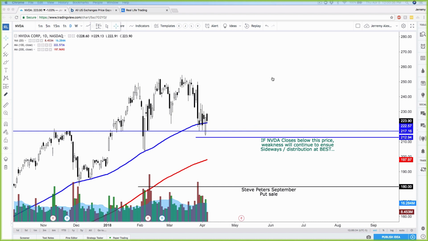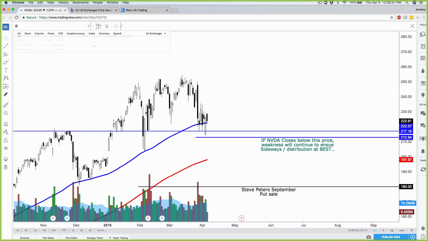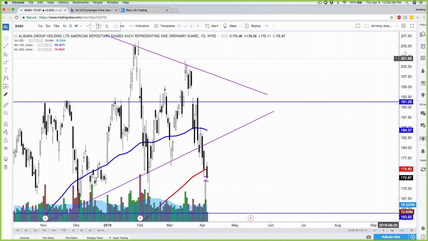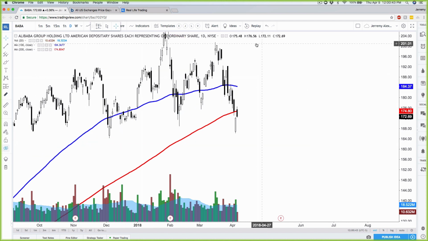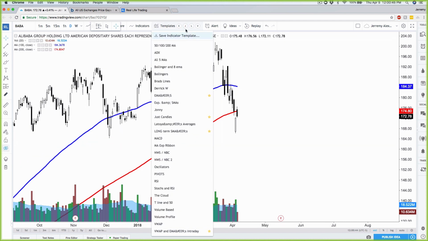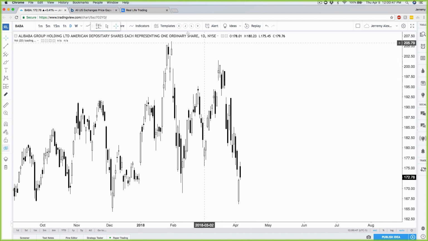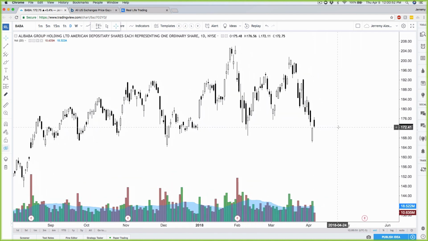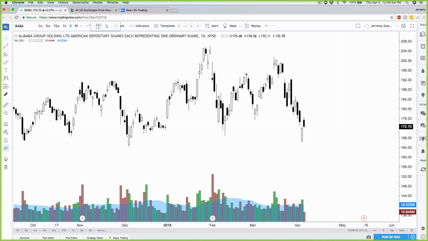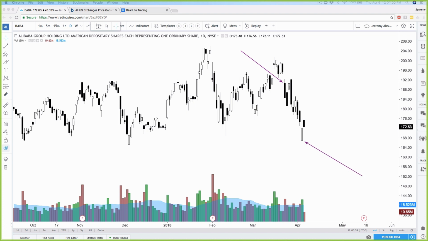So let's go look at what I felt like was the most obvious fade yesterday. The most obvious fade yesterday was on BABA. And I'm gonna hide all my lines for a second, look at just the candles here, and discuss why I felt like this was a very, very obvious fade. And I'm also going to talk about the difference between this gap and this gap.